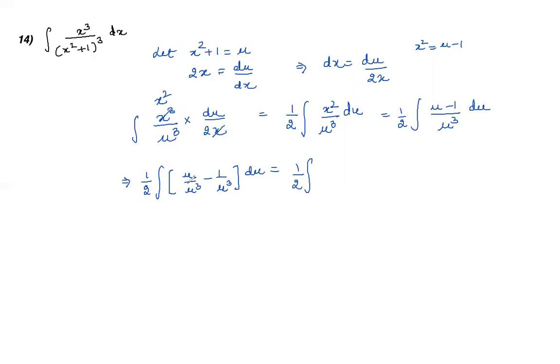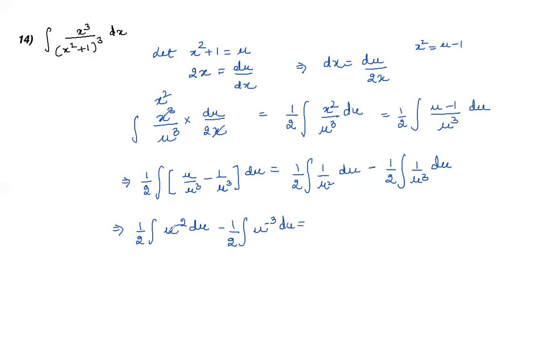So now it would be 1 upon u square du minus 1 upon 2 integration of 1 upon u cube du, or I can write it as 1 upon 2 integration of u raised to power minus 2 du and minus 1 upon 2 integration of u raised to power minus 3 du. Now I need to integrate u raised to power minus 2 and u raised to power minus 3. I'll take this common again. What will be the integration here?